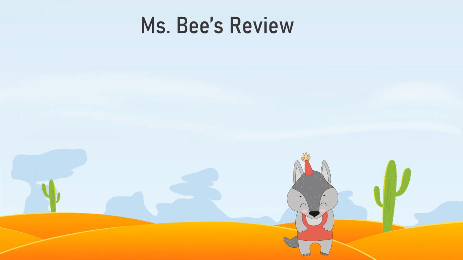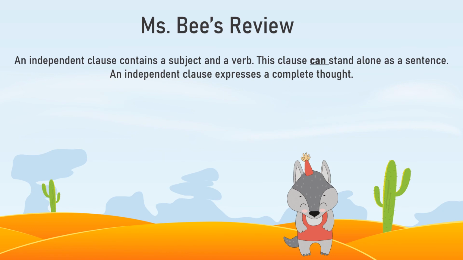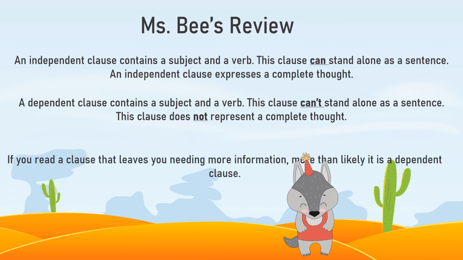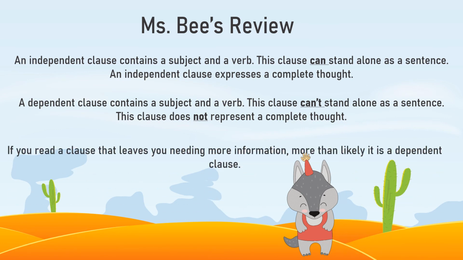Miss B's review. An independent clause contains a subject and a verb. This clause can stand alone as a sentence. An independent clause expresses a complete thought. A dependent clause contains a subject and a verb. However, this clause can't stand alone as a sentence. This clause does not represent a complete thought. If you read a clause that leaves you needing more information, more than likely it is a dependent clause.